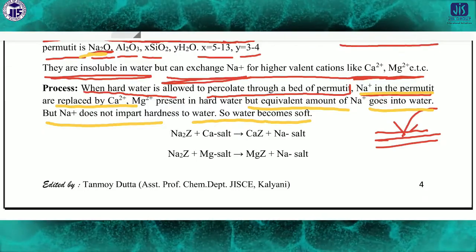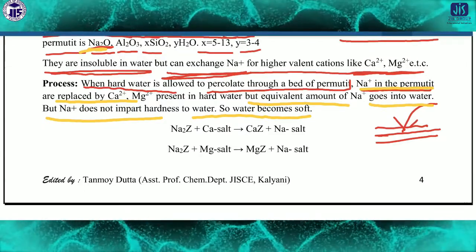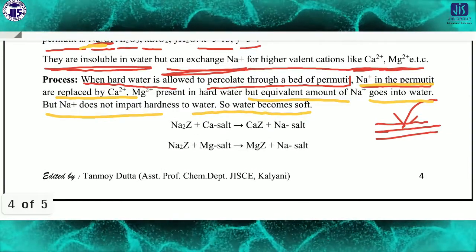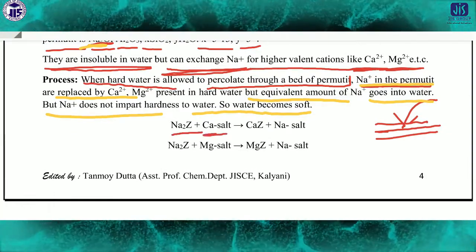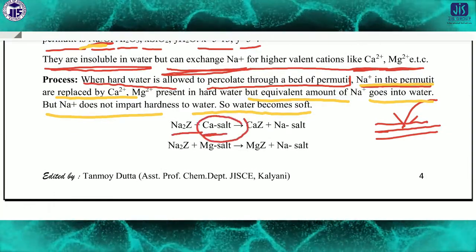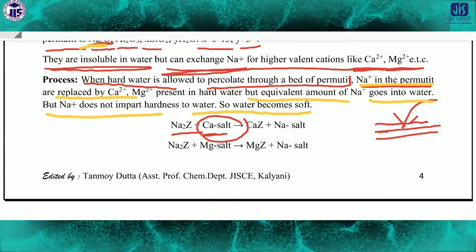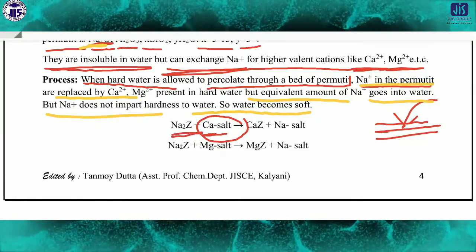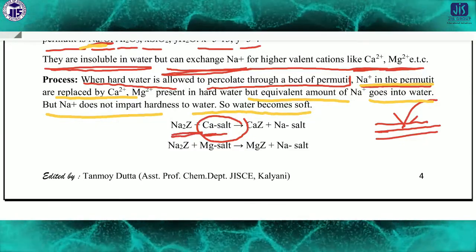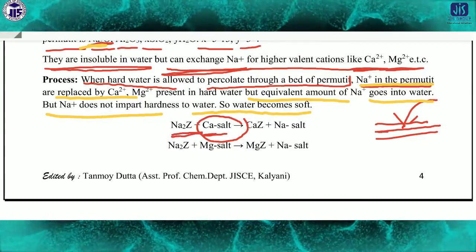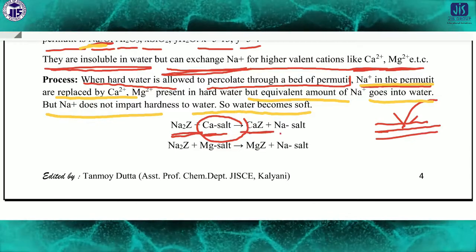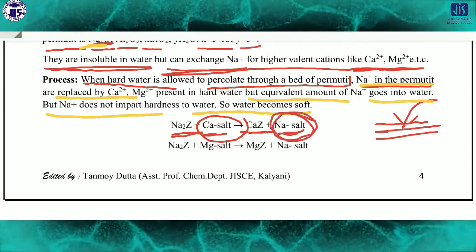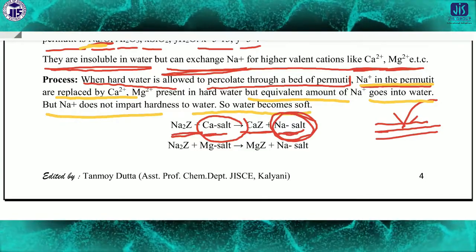Now if you look at the reaction, then what happened? Na2Z plus calcium salt. Na2Z here is the permutit. The overall formula is not required here, that's why it is written Na2Z. So Na2Z plus calcium salt gives us CaZ plus Na salt. This Na salt remains in the water, but it will not give any kind of hardness.